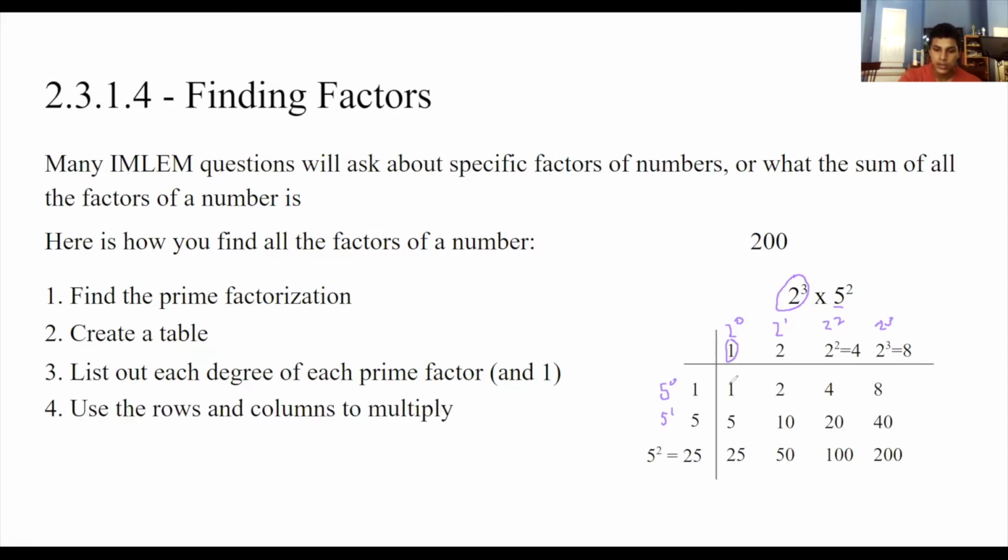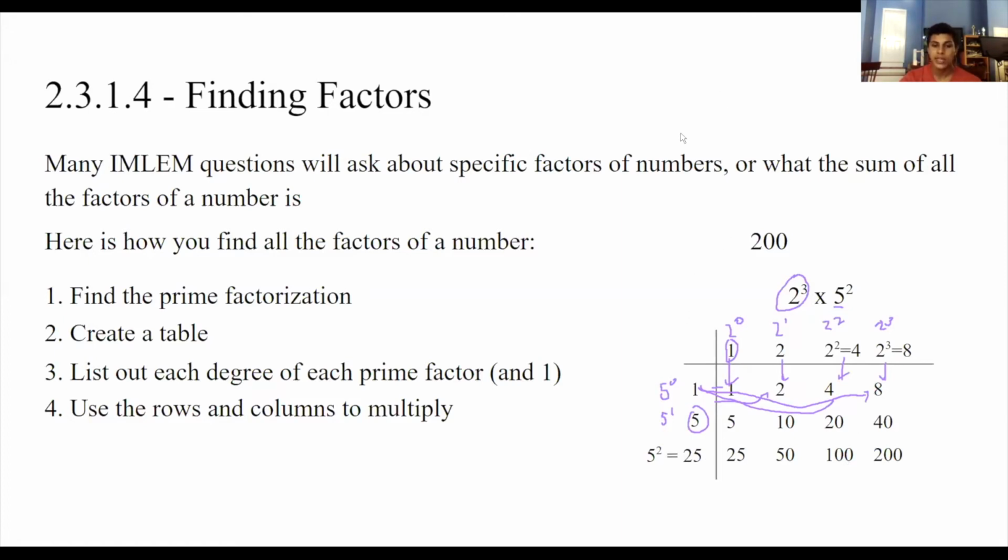So I started with 1 times 1, then 2 times 1, then I did 4 times 1, and I did 8 times 1. And then I moved on to my next row. So here I had 5, and I multiplied that by 1, which is 5. Then I did 2 times 5, which is 10, 4 times 5, which is 20, 8 times 5, which is 40, and then 1 times 25, because that's my next row, which is 25, 2 times 25, which is 50, 4 times 25, which is 100, and 8 times 25, which is 200.